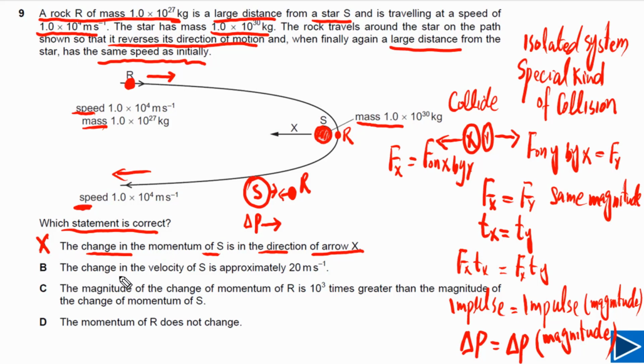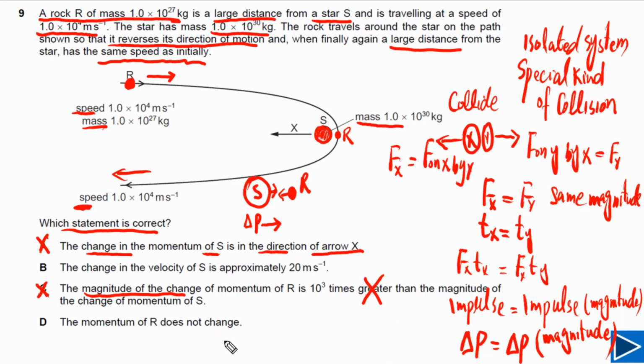Now let's move on to B now. The change in the velocity of X is approximately 20 meters per second. So this is based on calculation. We will do calculation later. Let's move on to next one. Option C is telling us the magnitude of the change of momentum of R is 10 to 3 times greater. No, that's wrong. This is not right, because we have discussed the change in momentum in magnitude is the same for two interacting objects. So this is also not our answer.